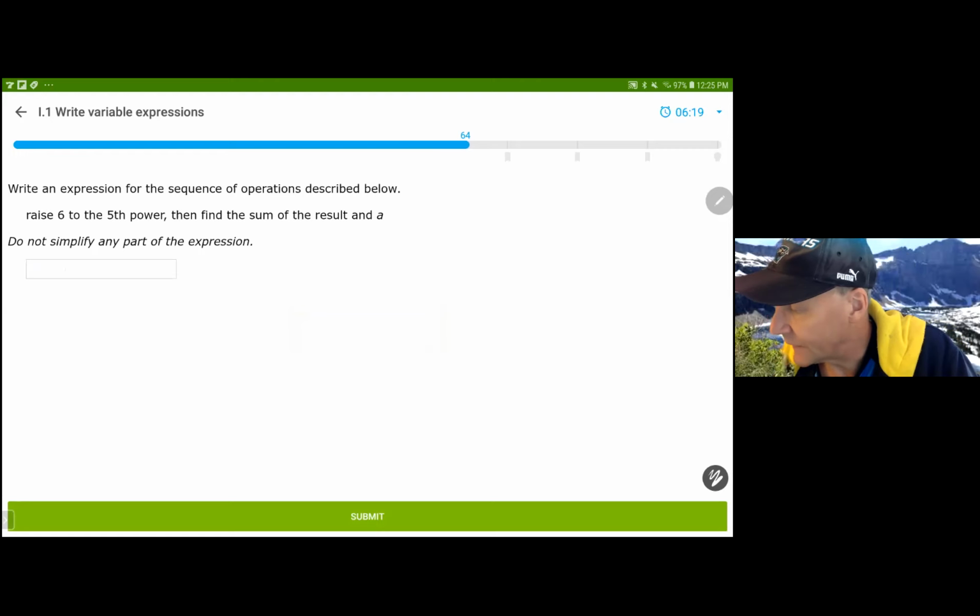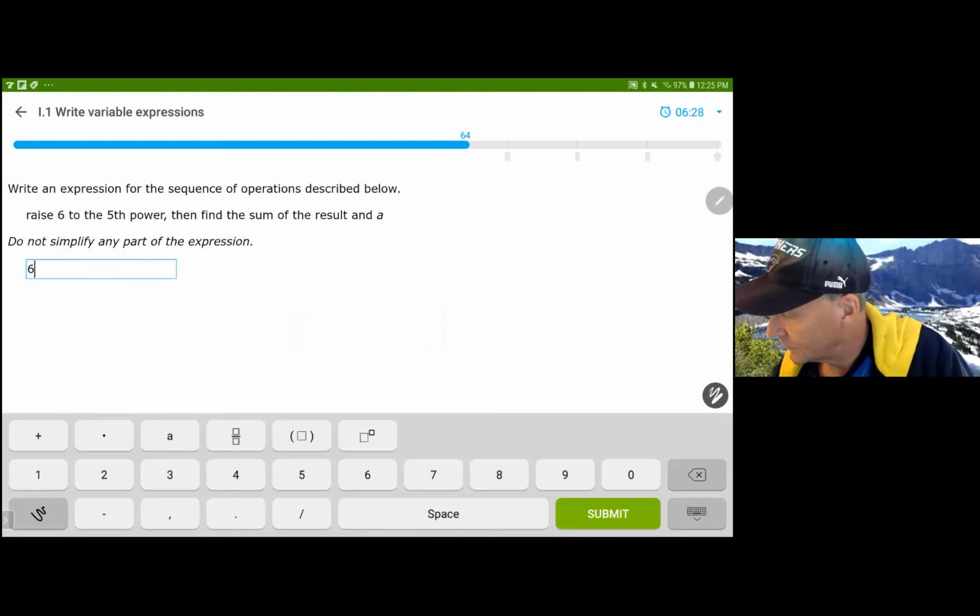Raise 6 to the 5th power, then find the sum of the result and a. So I'm supposed to take 6, raise it to the 5th power, and then I have to find the sum of the result and a.